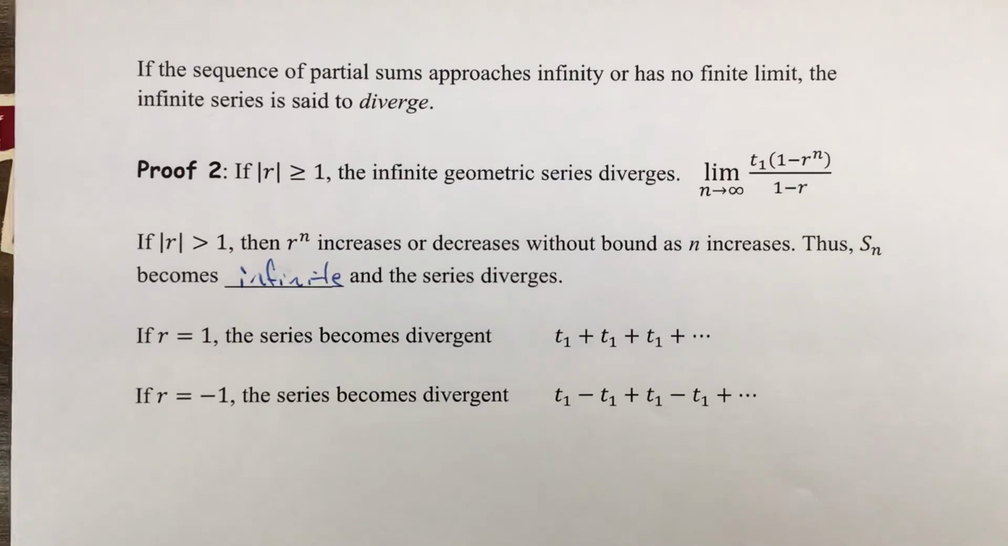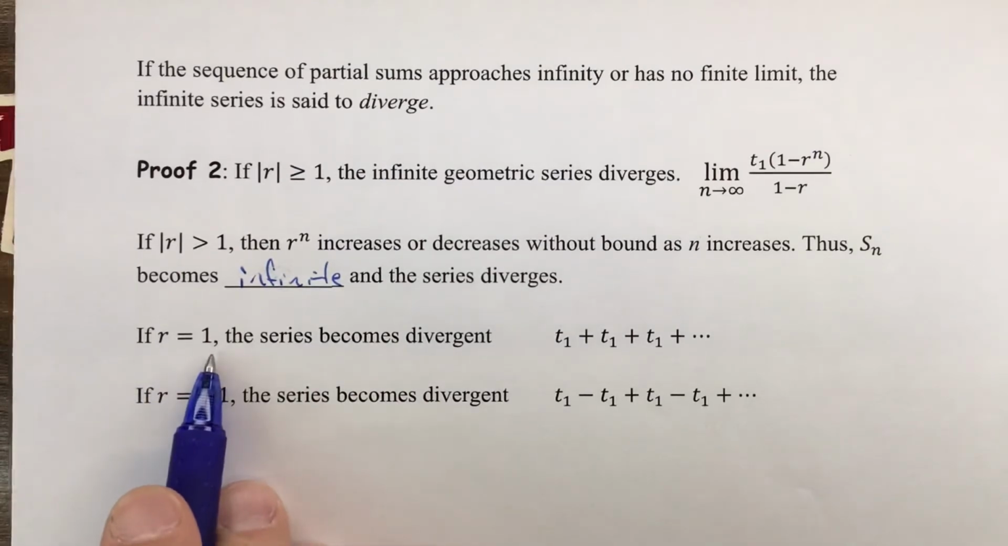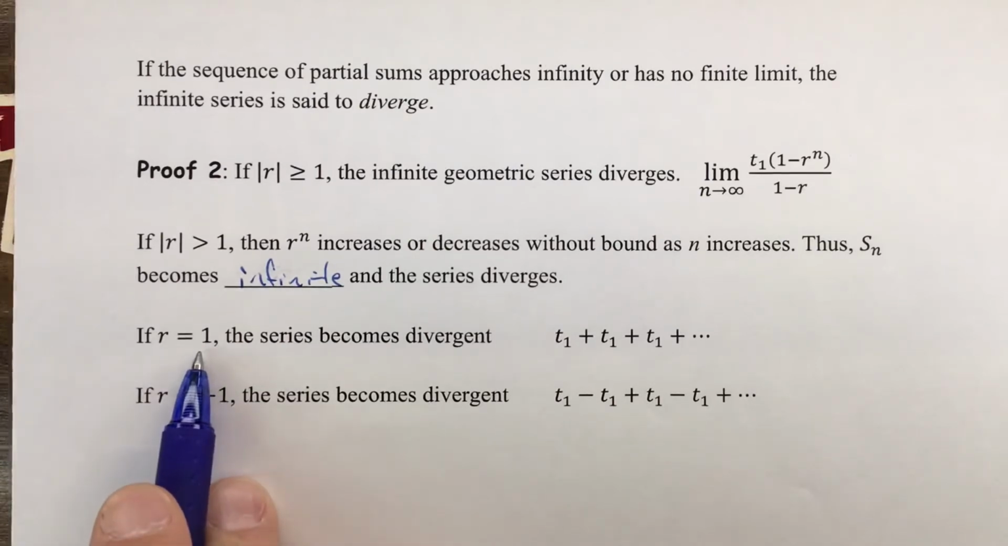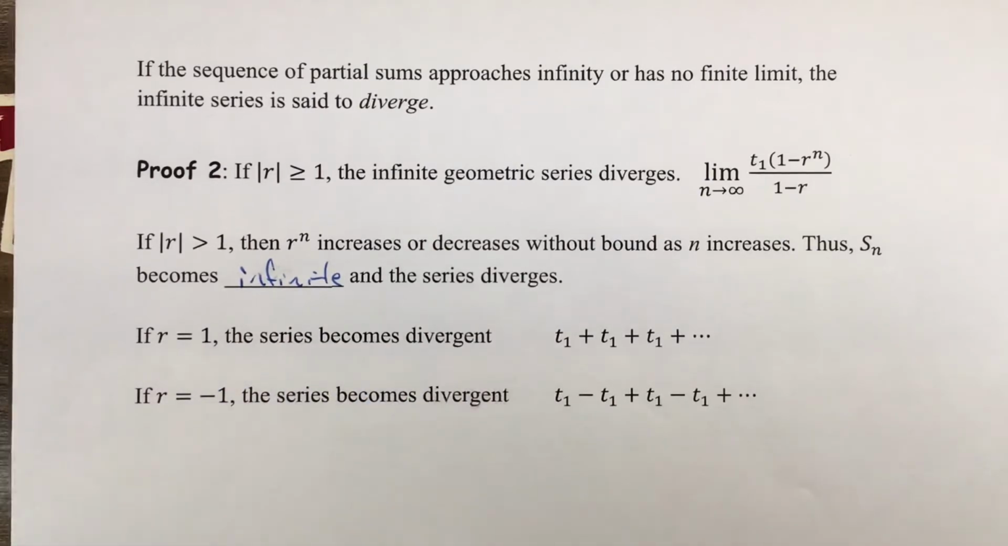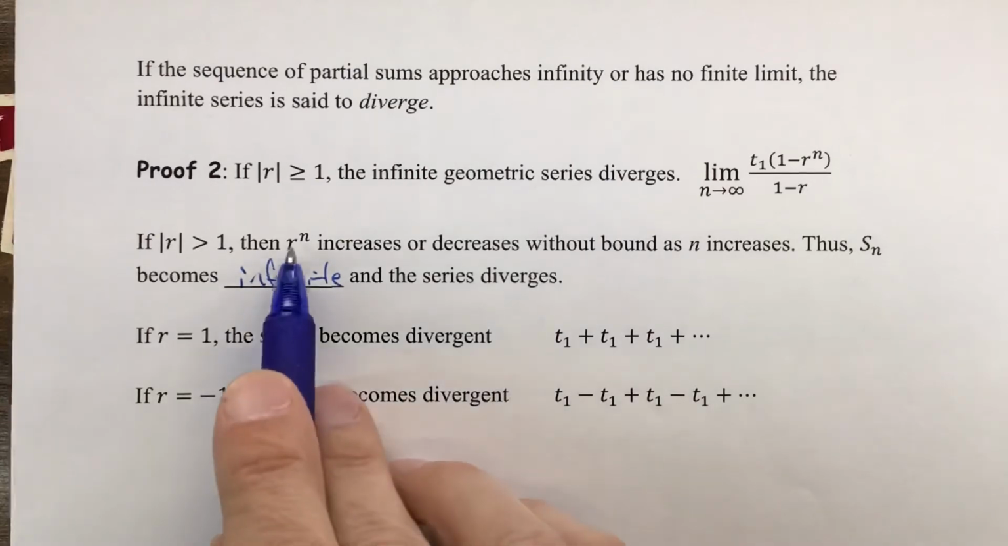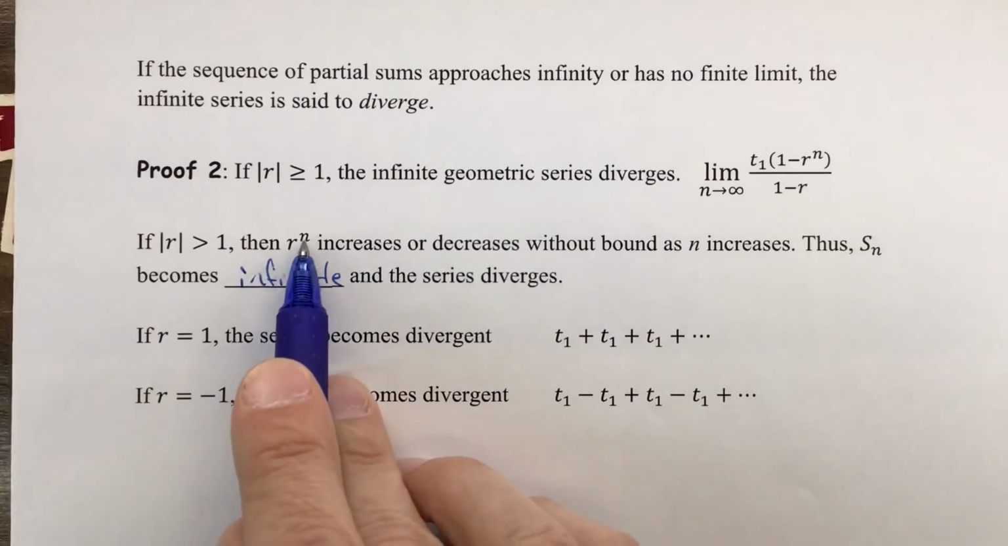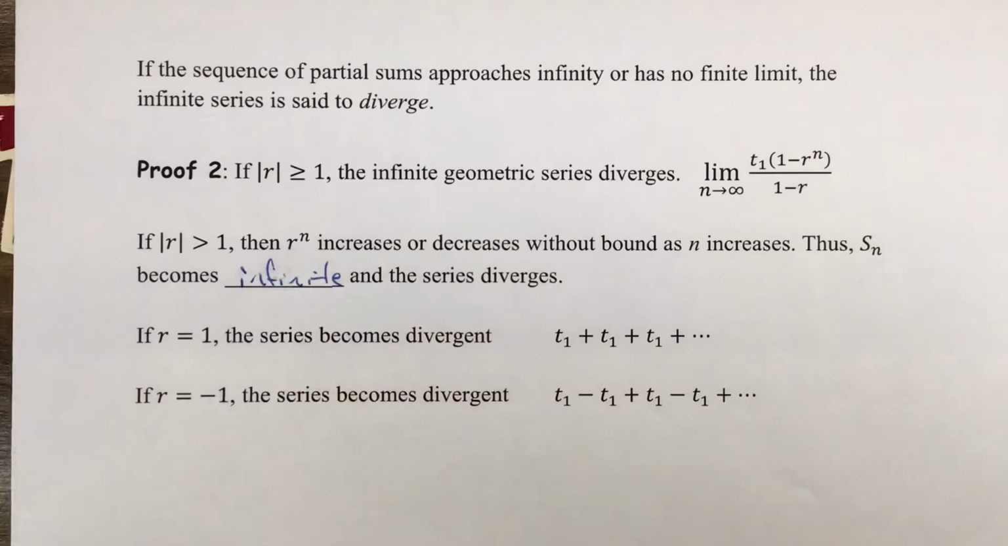Okay, other cases. What if r is equal to 1 versus negative 1? What if r is equal to 1? Then the series becomes divergent as well. Because when you have a 1 in for r and you're raising it to powers higher and higher and higher, you're always getting back 1. Your term is never changing. Whatever t1 was, when you multiply it by 1, you still get back t1. And then when you multiply by 1, you get another t1 and another t1 and another t1.